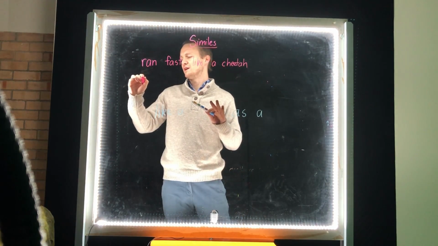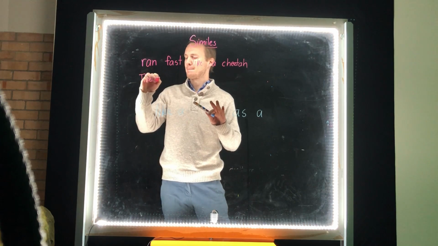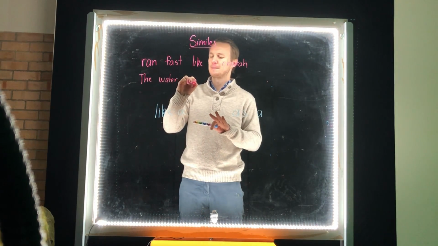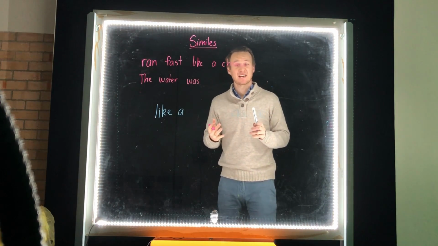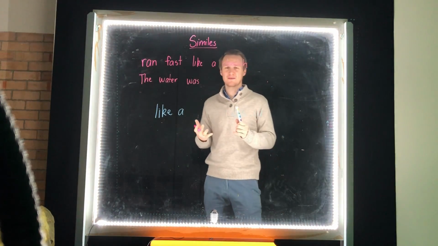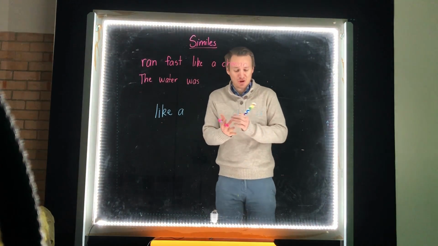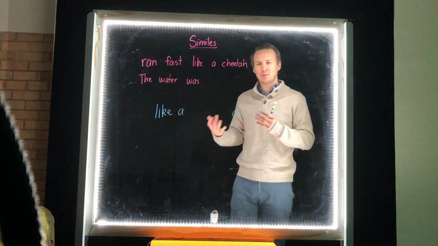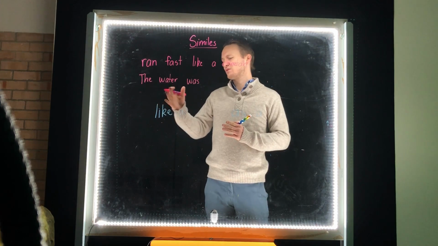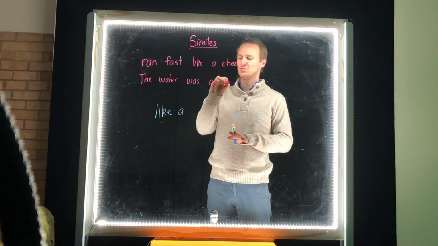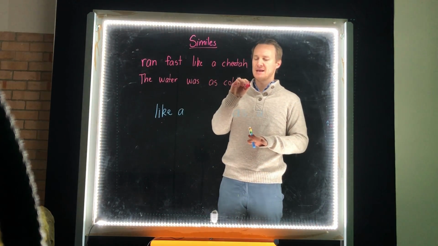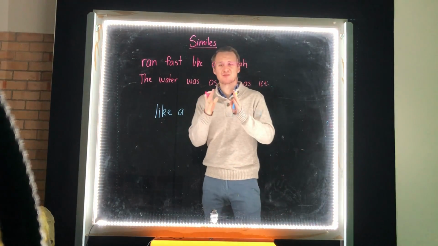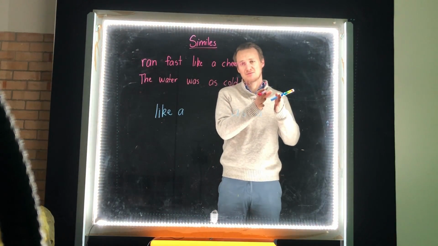Now let's think about saying that the water was really cold. How cold would something be? You don't say it was really cold, you compare it to something that's really cold. Now, if I'm thinking about what's really cold, I'm thinking probably something like ice. So the water was as cold as ice. So instead of saying something was really cold, we compare it to something that's really cold.